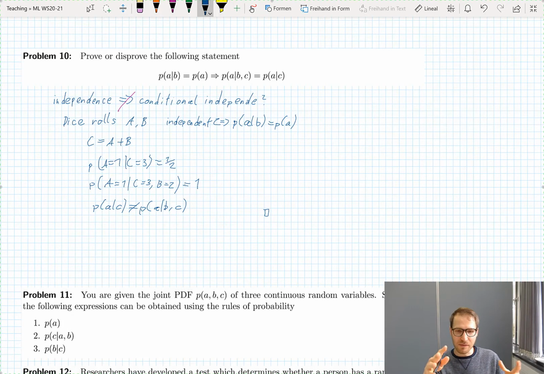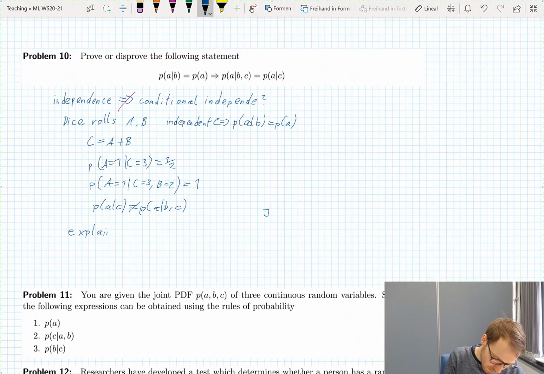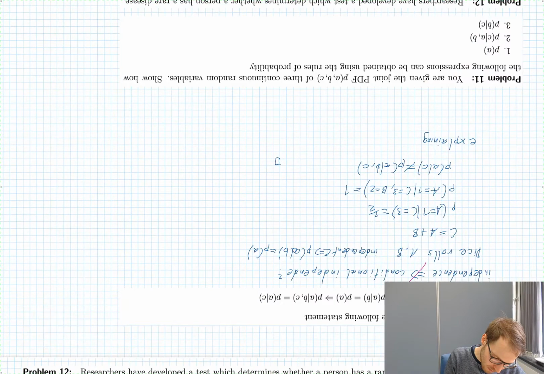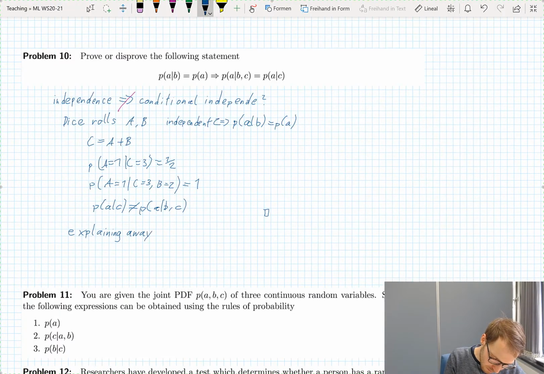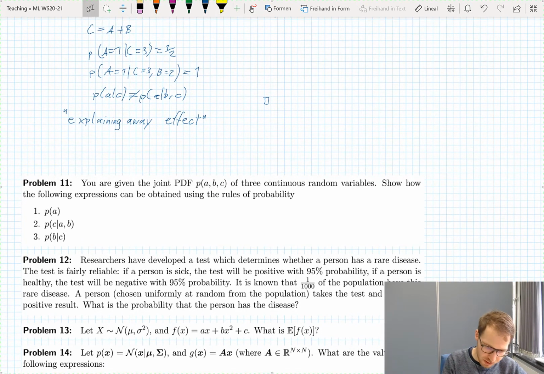This pops up in various cases, and in machine learning it's called the explaining away effect. Because by knowing that someone is a good sportsman, you explain away their admission to university. So you explain away the other variable. Okay.